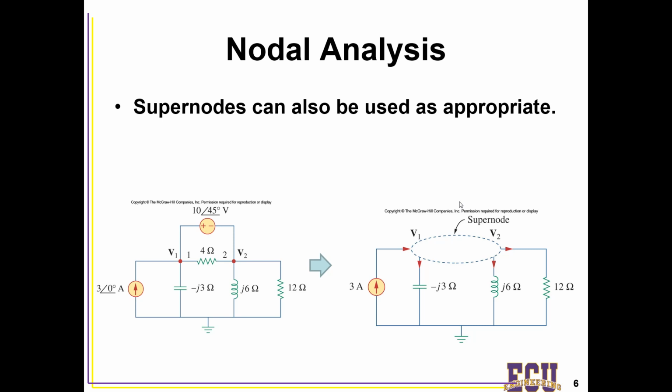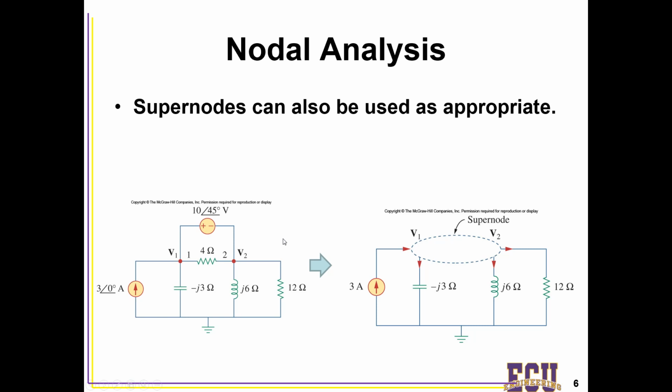Nodal analysis might look like this. You can, of course, do a supernode just as usual. So if we're talking about currents in and out of nodes, and you happen to have a voltage source here, here we have a phasor for it, but we're going to treat it the exact same way. We're just going to pull out this source and look at all the currents going into this giant supernode exactly the same. And so that's going to reduce our number of equations by 1.